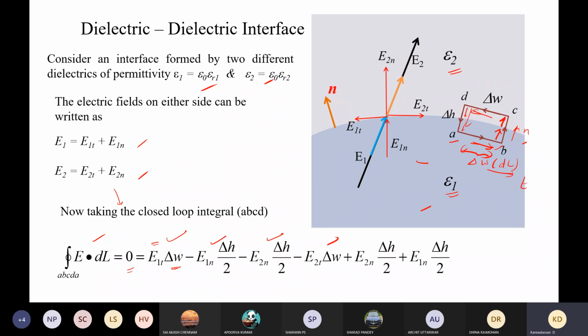Now, in order to calculate exactly at the boundary what the values of E1 and E2 are, people always make del H equal to 0. If del H is equal to 0, then we will get the exact boundary.